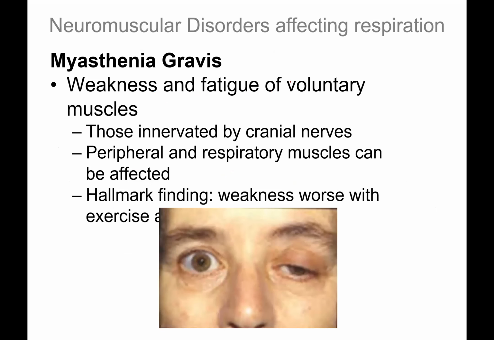Okay, myasthenia gravis. So you have a nerve. This is the presynaptic.